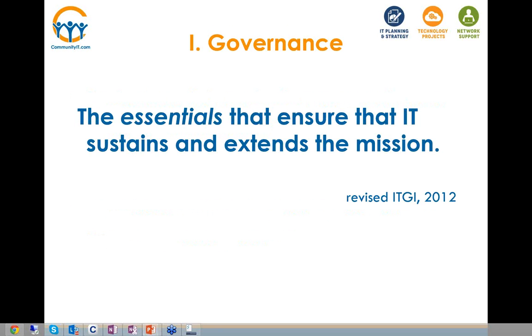And I pulled this definition from the IT Governance Institute, and they revised their definition of IT governance last year, 2012. They said that governance are the essentials that ensure that IT sustains and extends the mission of the organization. So good governance means that certain essential factors are in place such that IT can support and extend the mission of the organization. So what are those essential factors? Well, it kind of boils down to three things.